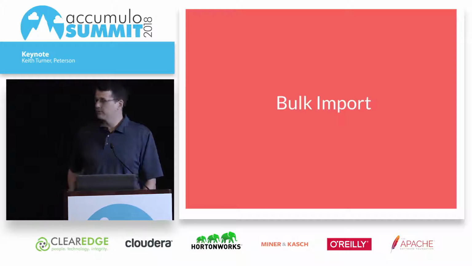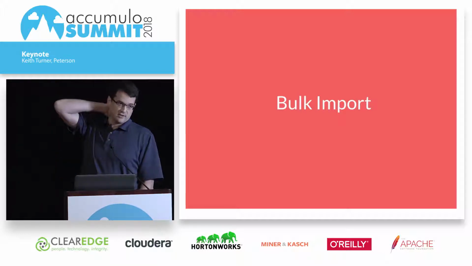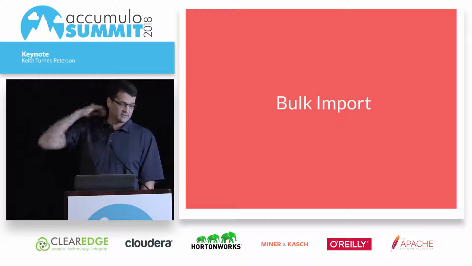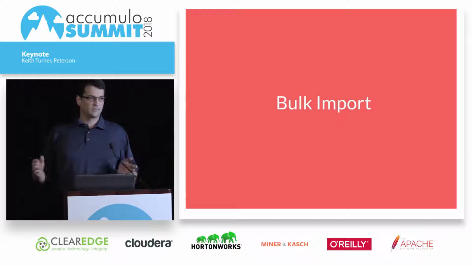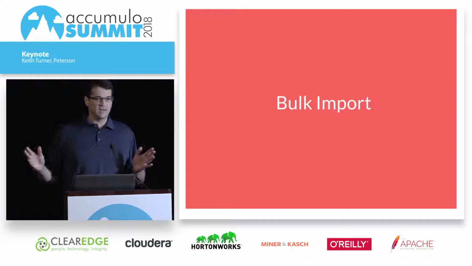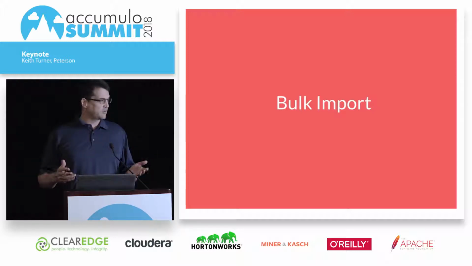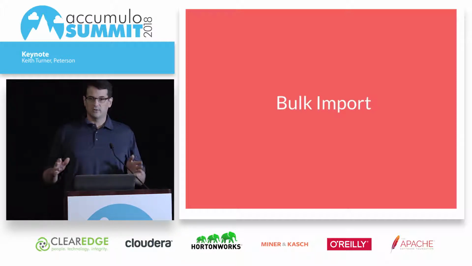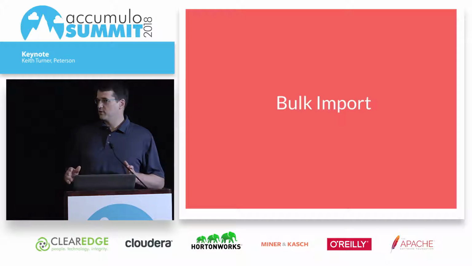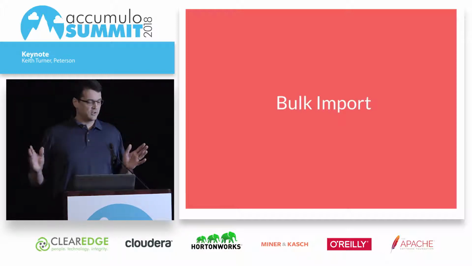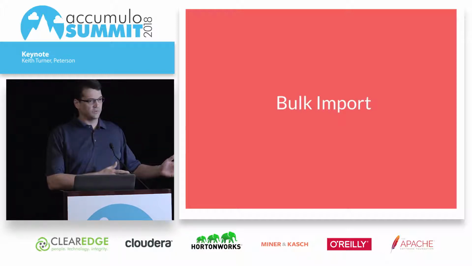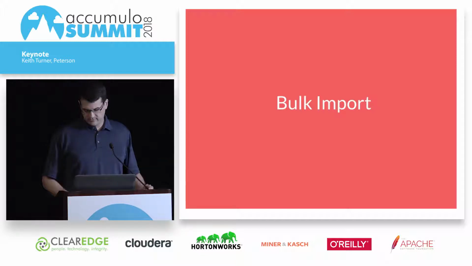So one of the big features I'm going to talk about is bulk import changes. If you're not familiar with bulk import, it's a process for Accumulo. It's a way of getting a lot of data into Accumulo. And the way it works is you can use something like MapReduce or Spark to create a lot of files that are sorted key value files for Accumulo. And then you can go to the Accumulo API and say, here's a directory full of files, add it to this table.